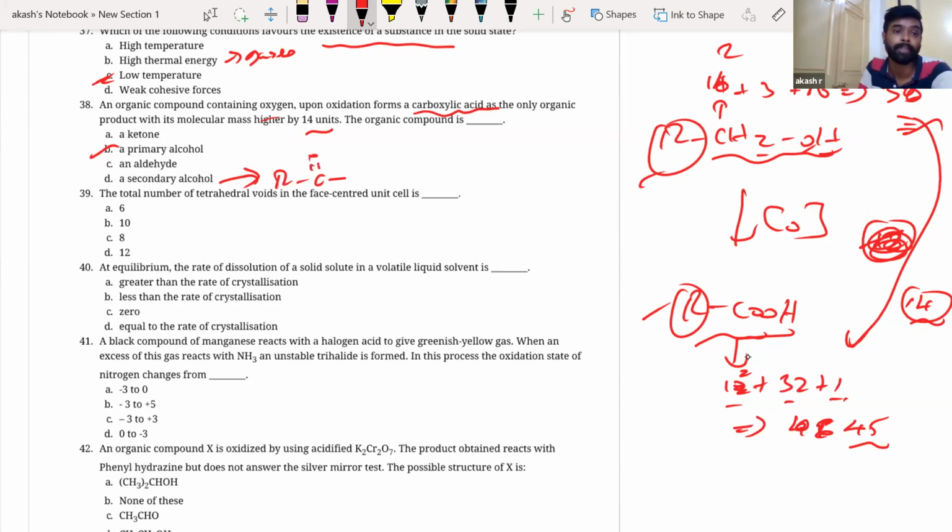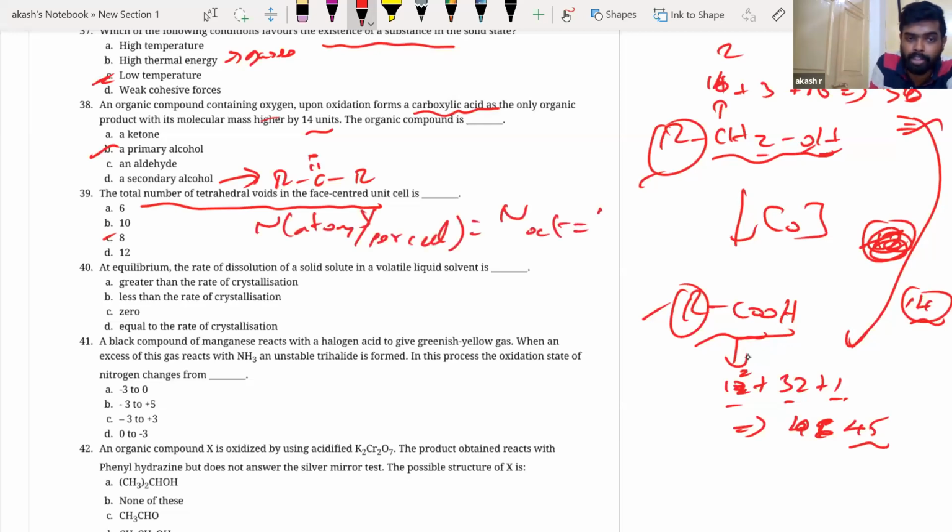Okay, moving on. The total number of tetrahedral voids in a face-centered cubic cell, how much? 8, sir. 8. That's it. If I have n atoms per unit cell, I will have n number of octahedral voids, 2n number of tetrahedral voids. I know the number of atoms per unit cell in FCC is 4. So I will have 4 octahedral voids and 8 tetrahedral voids. This formula you can remember. It will be very useful in solving problems also. The correct answer is C, option 8.